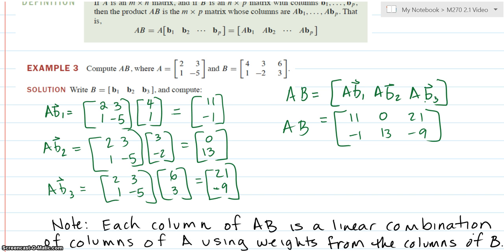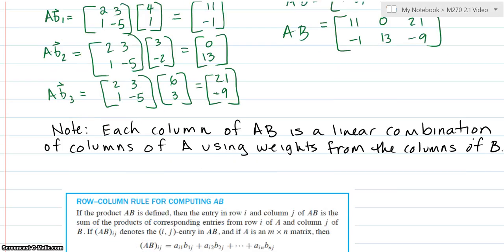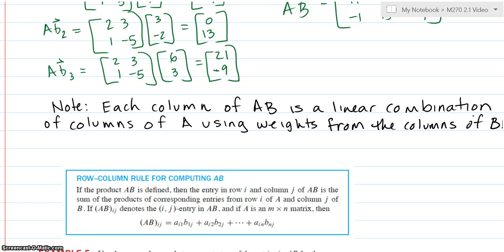Very interesting, because note that each column of AB is a linear combination of the columns of A using weights from the columns of B. There is a shortcut. Let's go over that. There's a row-column rule. We can define the product AB as each entry in row i and column j. Before we do this, we should go over some notation.